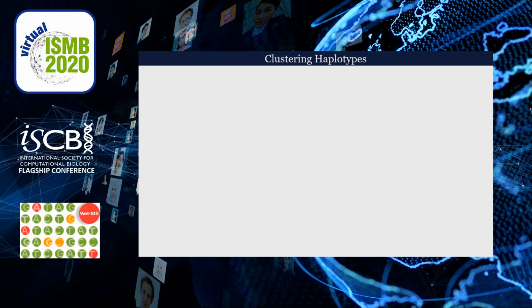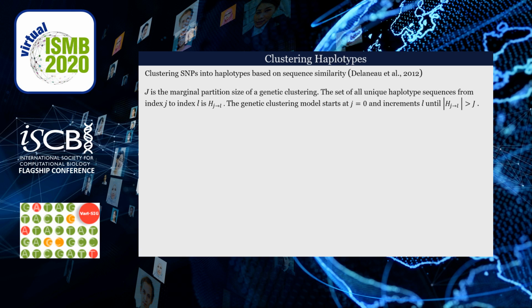So I talked earlier about finding signature tracks. Well, first we need to generate candidate tracks. Namely, we start at the first position in the cis window of the gene, and proceed along the genome until the number of unique haplotypes from i to the current position exceeds a marginal partition size, which we call big J.